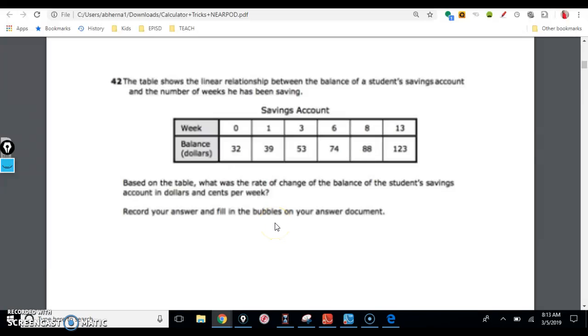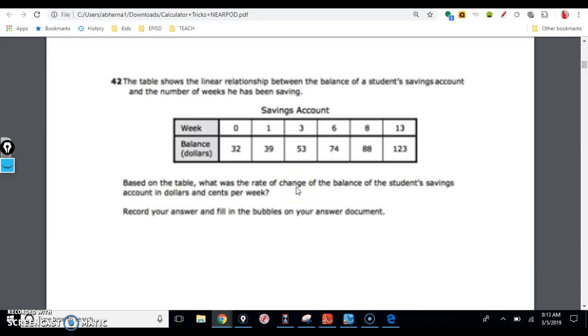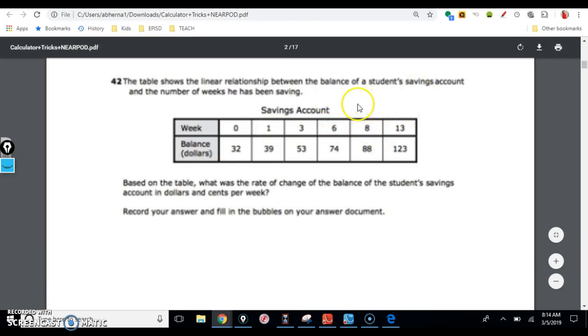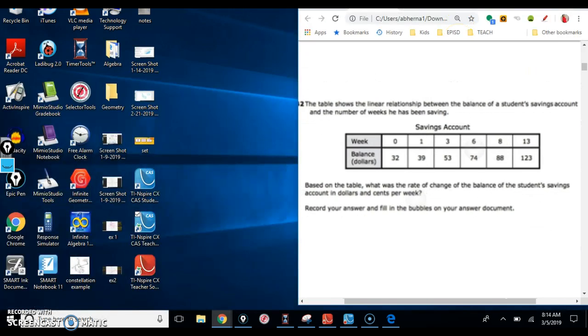Okay, so for those of you that have trouble with slope, let's talk about how the calculator can help you find that. In this particular example, they're giving you a table and they want you to find the slope. But what I'm about to show you will actually work if they give you 2 points or if they give you a graph, anything like that you can use to find slope.